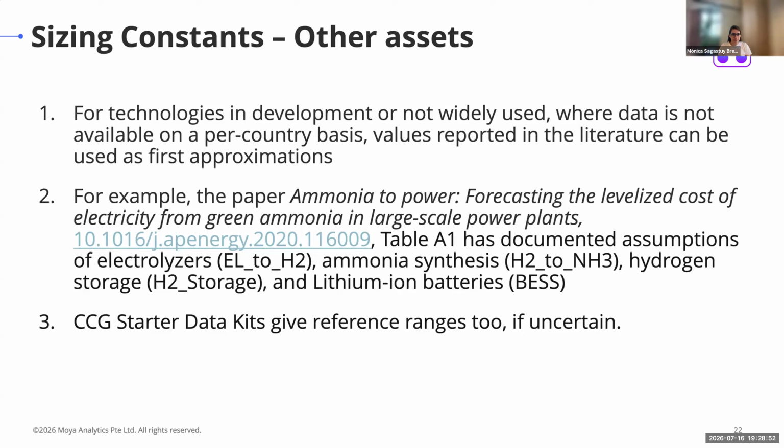So we have electrolyzers, we have hydrogen to ammonia, so that's ammonia synthesis via the Haber-Bosch process, hydrogen storage, and lithium-ion batteries. So from here, we can get reliable enough data for these assets that are not necessarily so widely used that we have that data available.